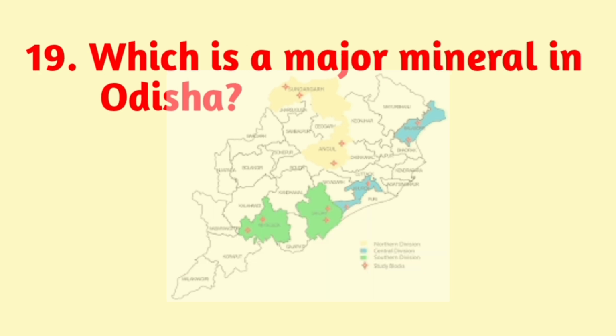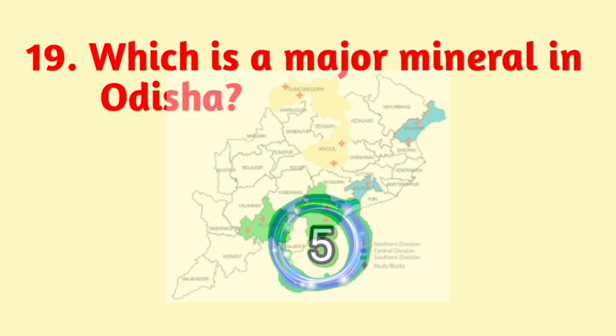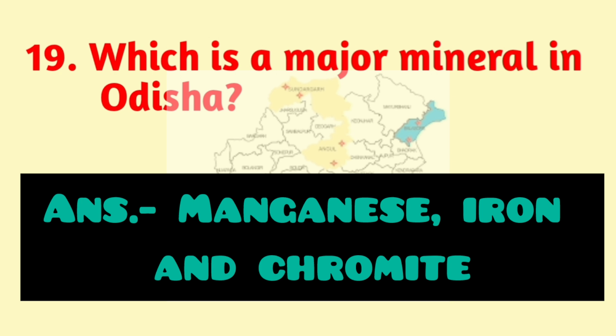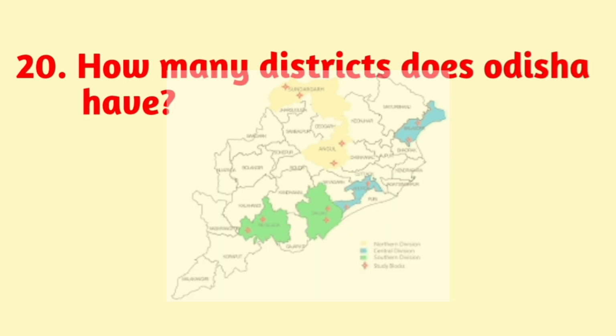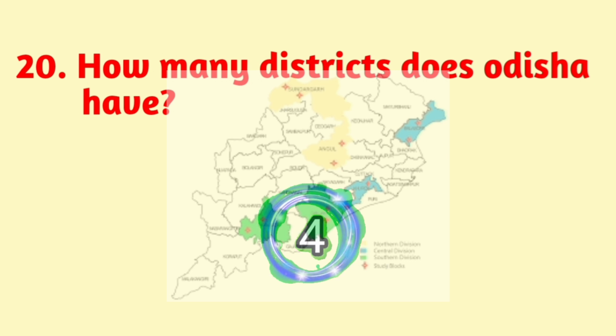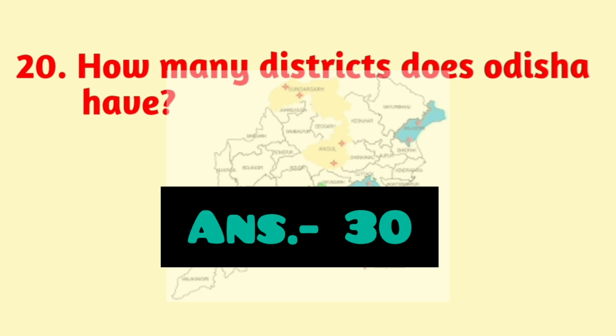Question number 19. Which is a major mineral in Odisha? The answer is manganese, iron and chromite. Question number 20. How many districts does Odisha have? The answer is 30.